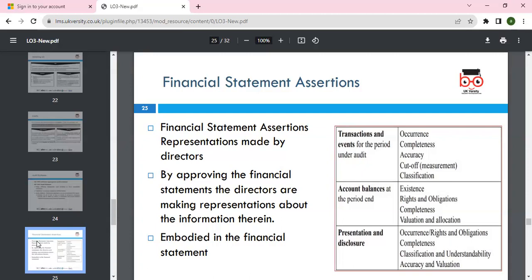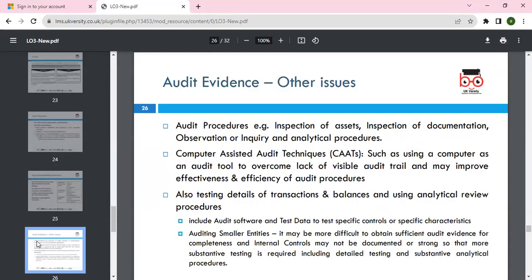So we can look around within the financial statement, these assertions, and we can verify them. Audit evidence, audit procedures: inspection of the asset, inspection of the documentation, observation, inquiries and analytical procedure. Computer-aided audit, such as using the computer as an audit tool to overcome the lack of a visible audit trail, and we can look at the effectiveness and efficiency of the different tests of control, audit software, and auditing smaller entities.